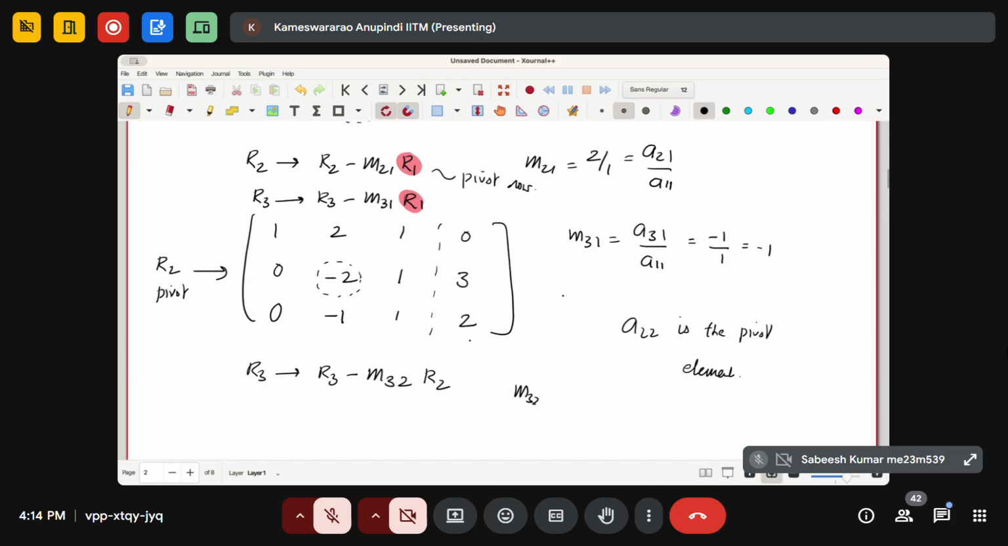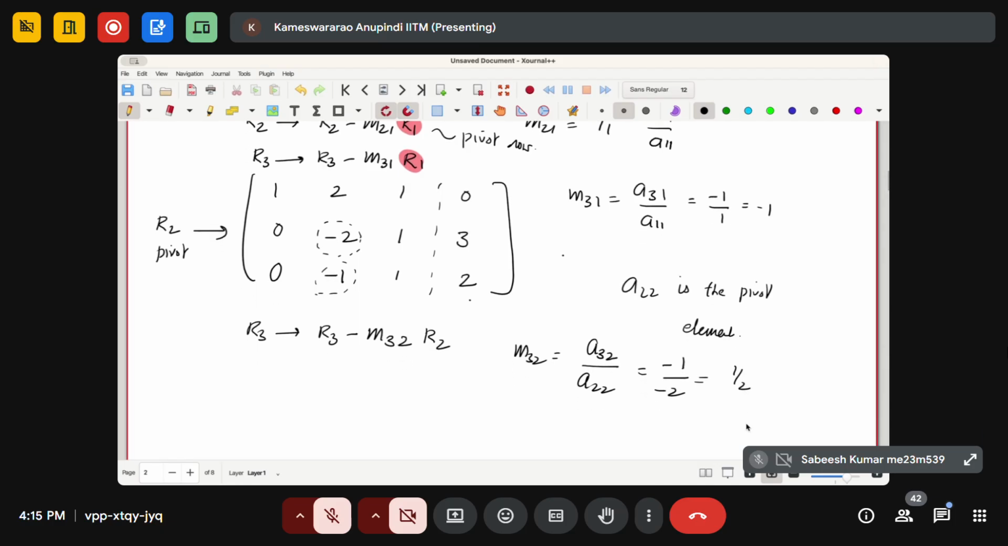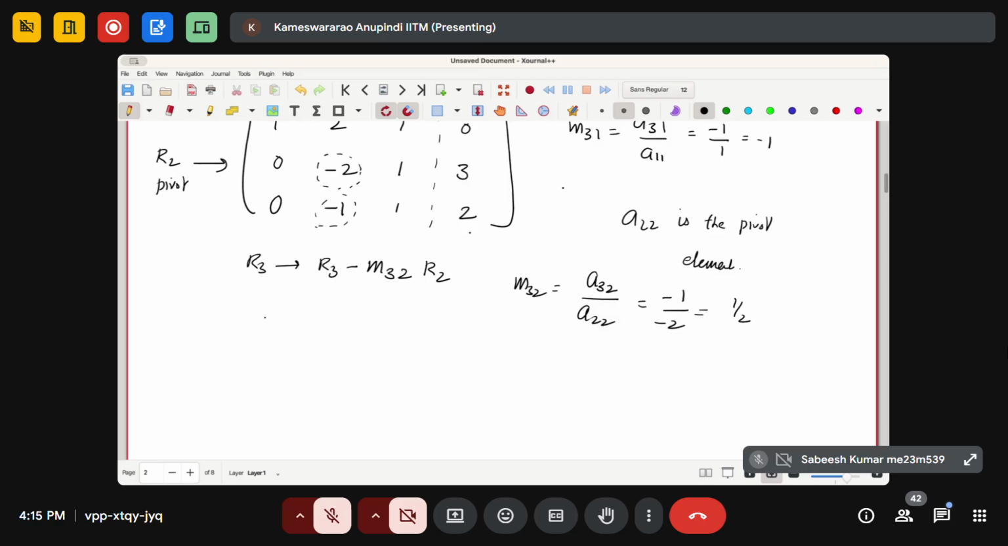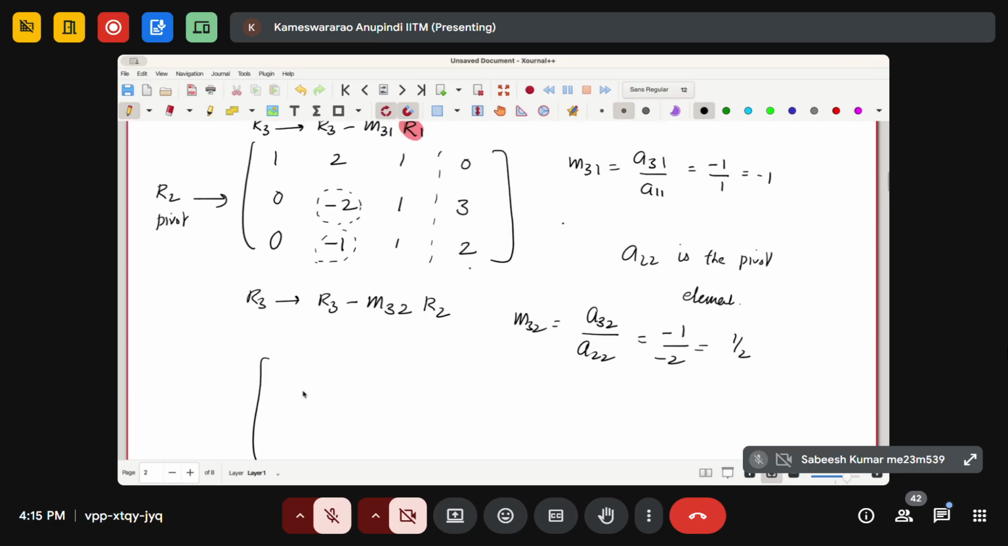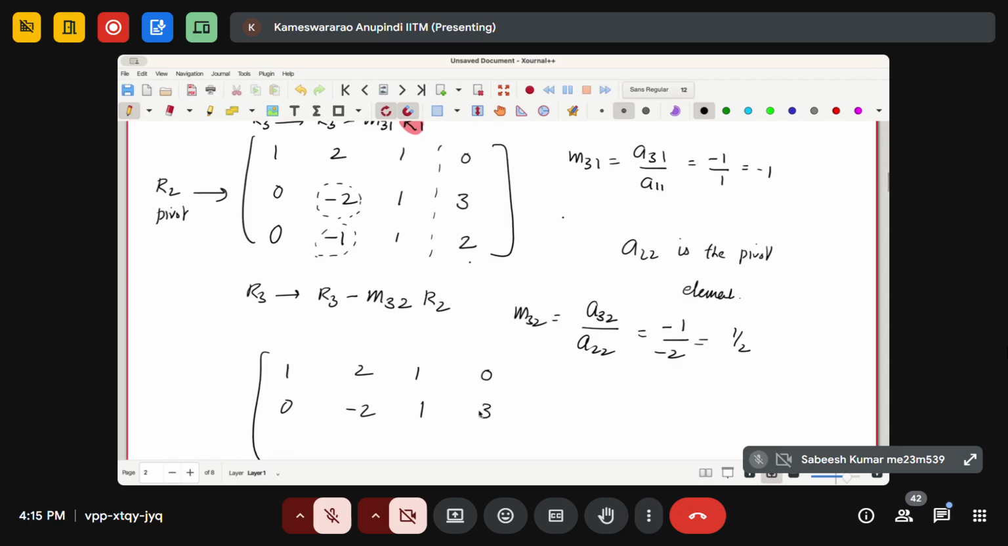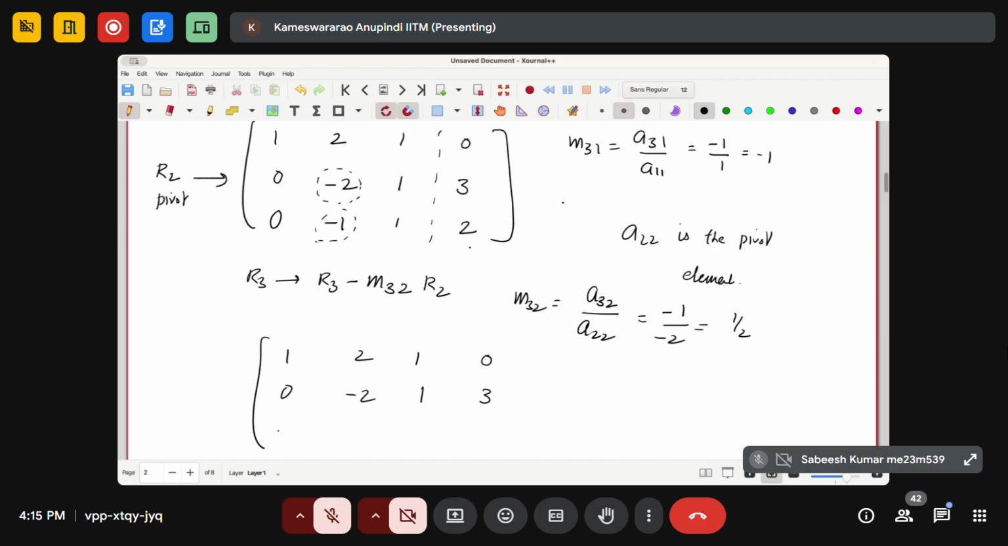So what would be the value of M32? M32 is nothing but A32, that is this value, divided by A22. Okay, that is nothing but -1 divided by -2, that is 1 by 2. Okay, so if I were to apply this operation, then what we're going to get is, again, because I have chosen the second row as the pivot row, both the first row and the second row remain unchanged. So we are only doing operations for the rows below the pivot row, right? So this is going to be 1, 2, 1, 0. Second row is going to be 0, -2, 1, 3. Third row is going to be, this is 0, this is 0, so this will be 0.